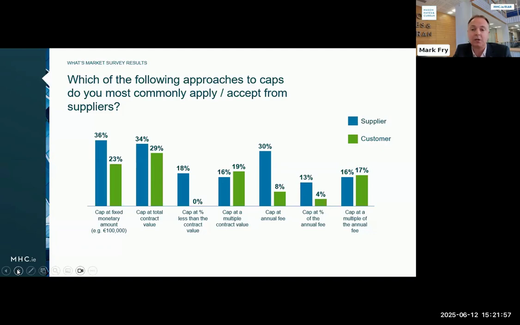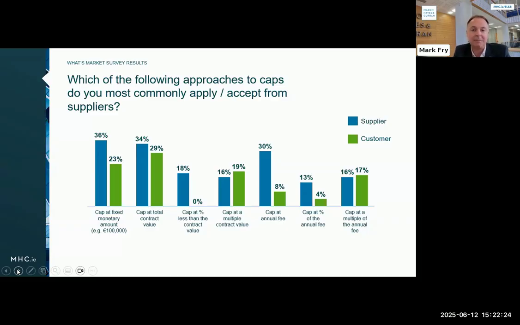Overall, we've seen a long-term trend of more and more customers indicating that they'll accept caps at a multiple of fees or value. One trend that we tend to see when acting for customers, particularly those in the financial services sector or the technology sector where they might have good bargaining power, is to look for the best of both worlds approach, where they link a cap on liability to the higher of either a fixed amount or a multiple of fees.